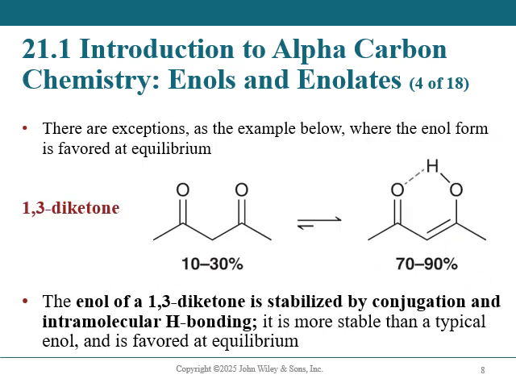Some exceptions, as I mentioned, we have one right here, the 1,3-diketone, in which we have a 10-30% distribution of the diketone, and most of the product in that equilibrium will be in that enol form. That's because the enol of the 1,3-diketone is stabilized by conjugation and intramolecular hydrogen bonding. That allows for a special stability and the difference in the percentage distribution between the two tautomers.